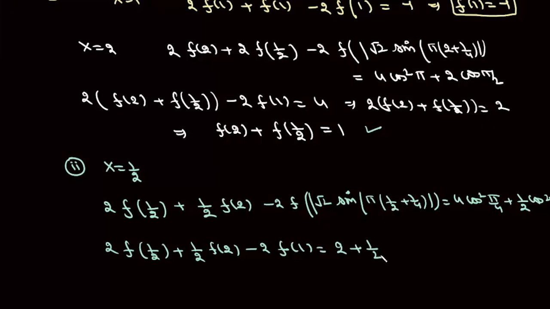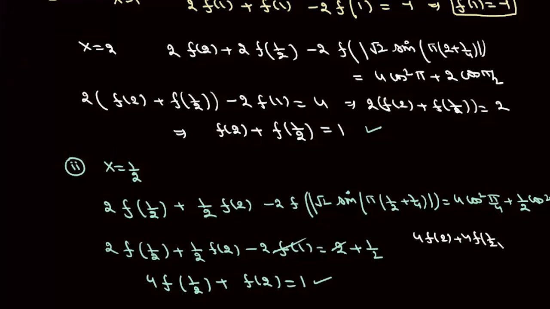Now f1 is minus 1. So this 2 and 2 will cancel. If we multiply everything with 2, we can write f(1 by 2) into 4 plus f2. This is 1. So now we have two equations in f2 and f(1 by 2). So we can write this first one as 4 times f2 plus 4 times f(1 by 2) is equal to 4. And this is 4f(1 by 2) plus f2. This is equal to 1.